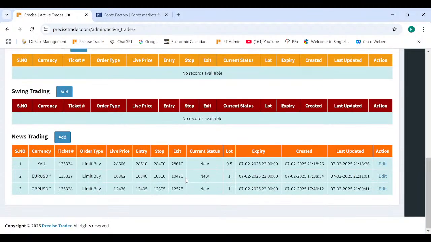So here, I think we have not got our trade filled.